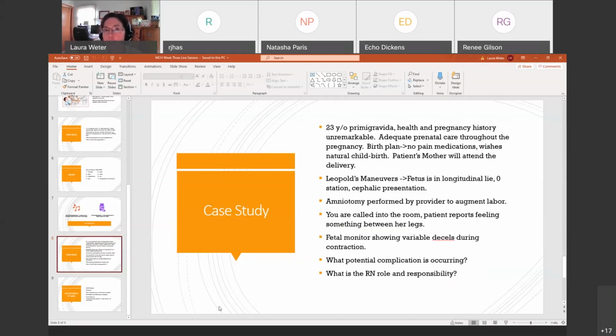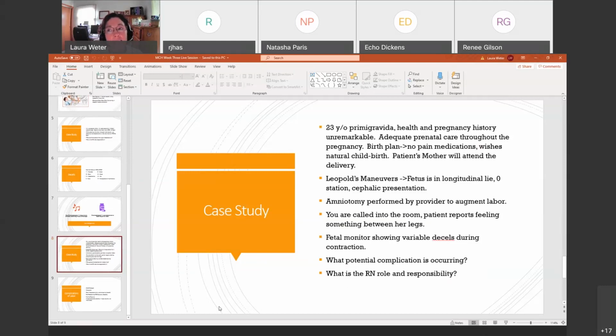Now our fetal monitor is showing variable decels during contraction. What do I mean by variable decels? What did we say? The sharp V's. Yeah, monitor. But what is the cause? Cord. Yes, Kate. Thank you. Cord. All right, so what potential complication is occurring?